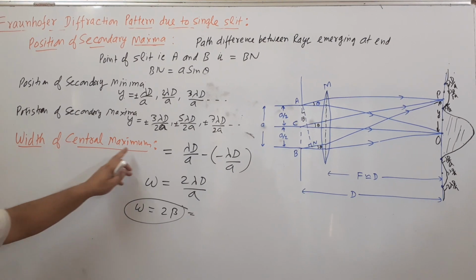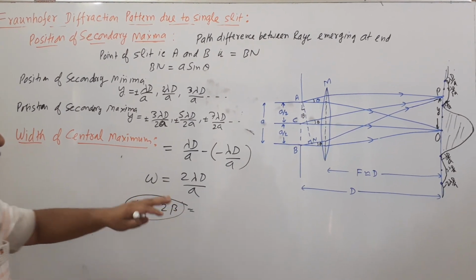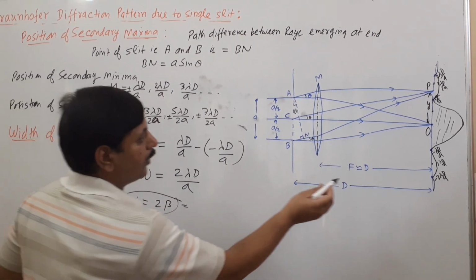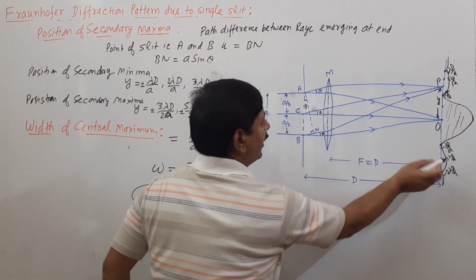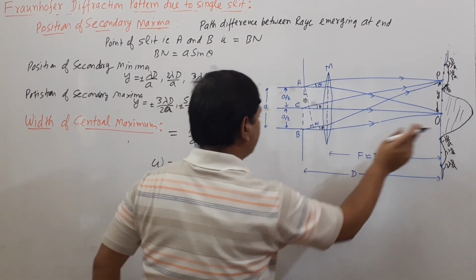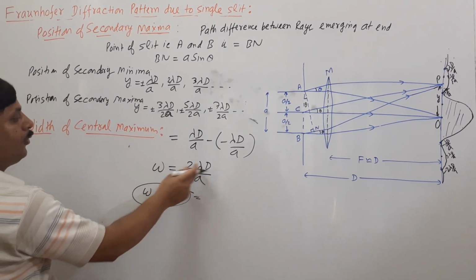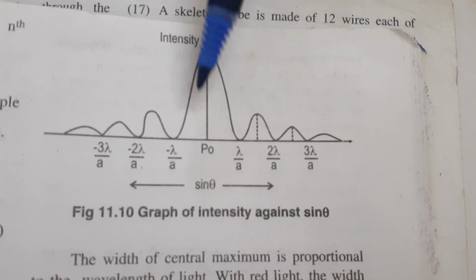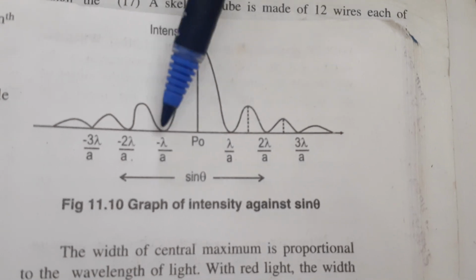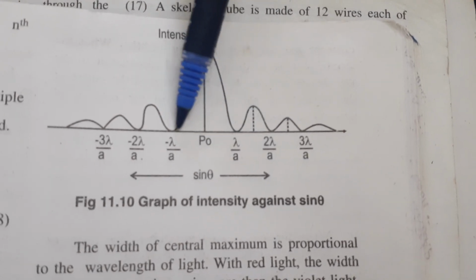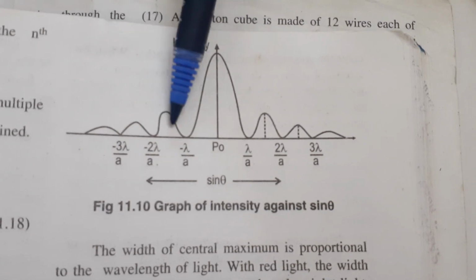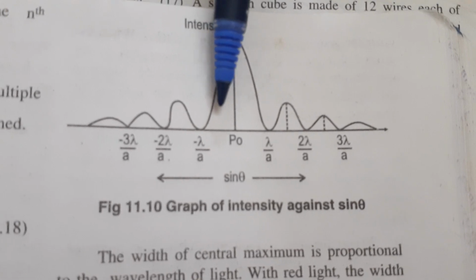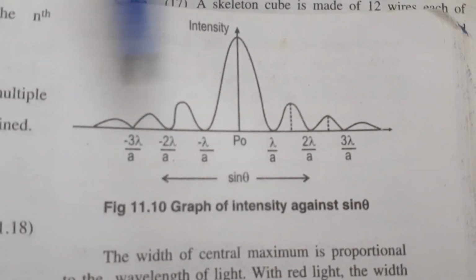So the central maxima is twice the individual width. All individual widths are lambda d upon a, but the central one has width 2 lambda d upon a. In the figure, this will be the central maxima. The intensity of the other maxima will be less than that of the central maxima. They keep reducing on both sides.